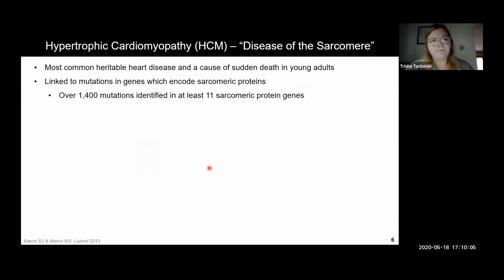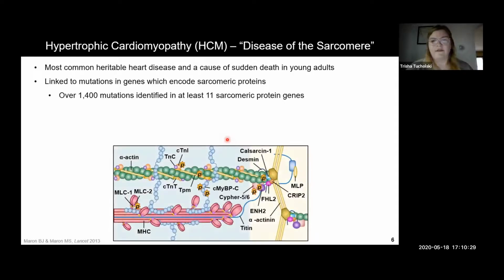our biological systems. So we were really interested in studying a specific disease called hypertrophic cardiomyopathy, which is commonly referred to as the disease of the sarcomere. It's one of the most common heritable heart diseases and a cause of sudden death in young adults. And it's been linked to mutations in genes which encode sarcomeric proteins. Over 1,400 mutations have been identified in at least 11 different sarcomeric protein genes.